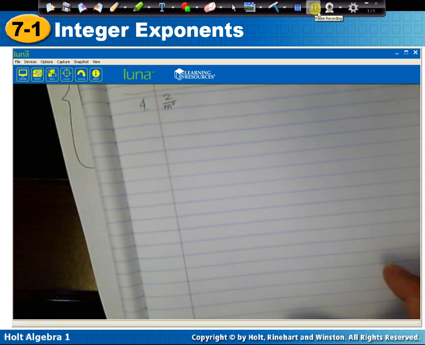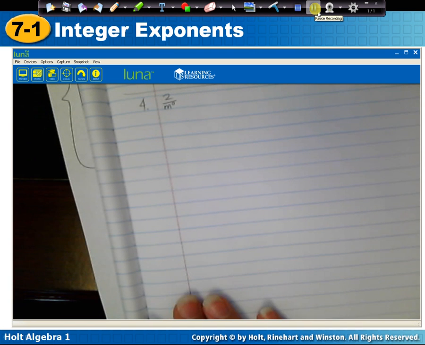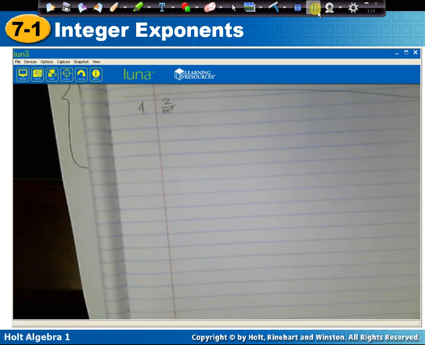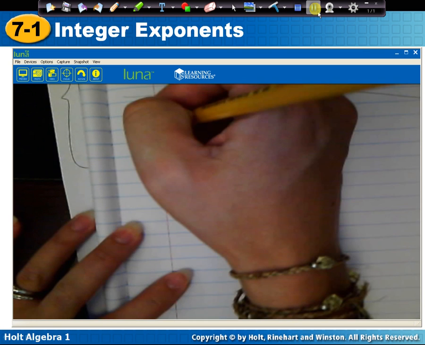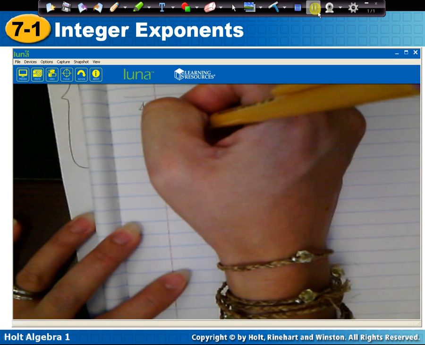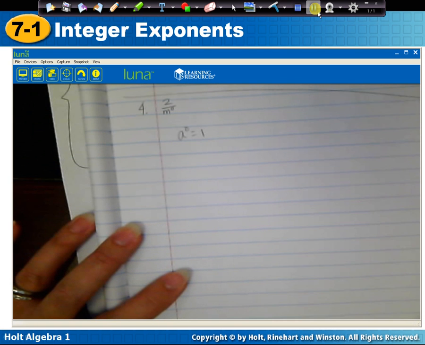All right, we're going to have you try number 4 on your own as well. You should have 2 over m to the 0 power. See if you can figure out what the answer to this would be. You're using the property a to the 0 equals 1 because anything to the 0 power equals 1.